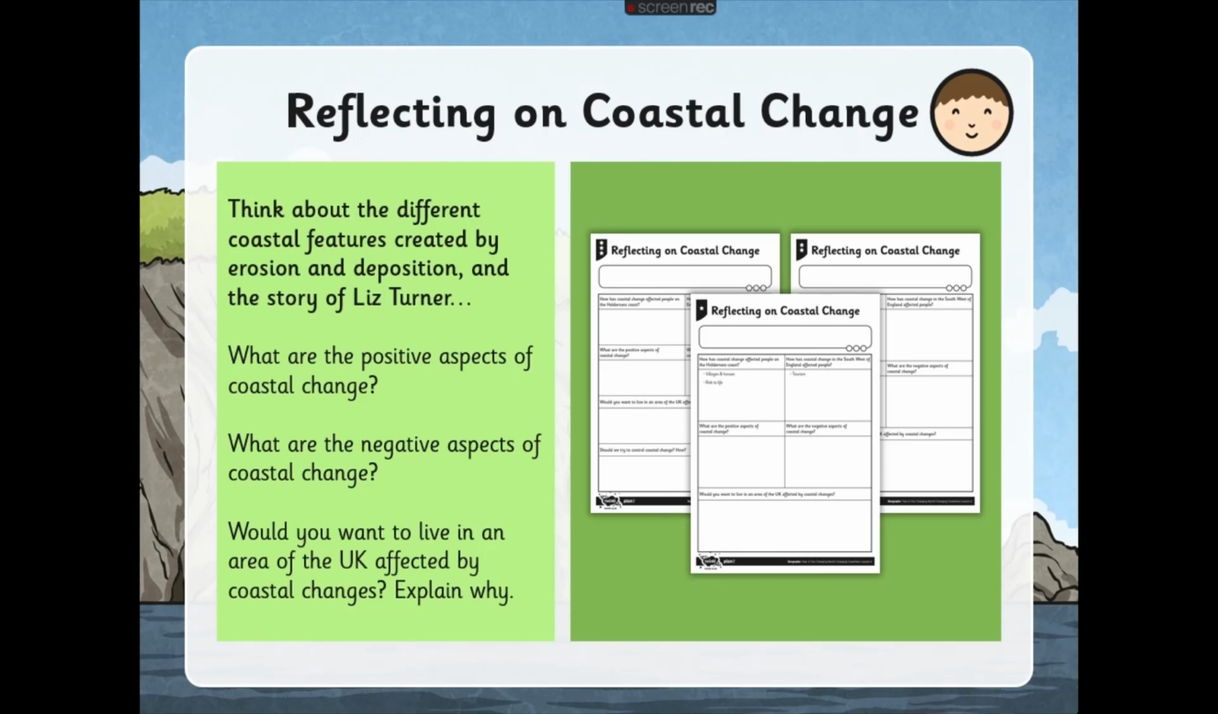So, Year 6. If you have any questions, you can send me a message and I'll get back to you as quickly as possible. But you are looking at the positive and negative aspects, so the good things and the bad things of coastal change, and how it has affected people in both the east and southwest coast of England. And then explain your reasonings, why you would like to or you would not like to live in those areas.